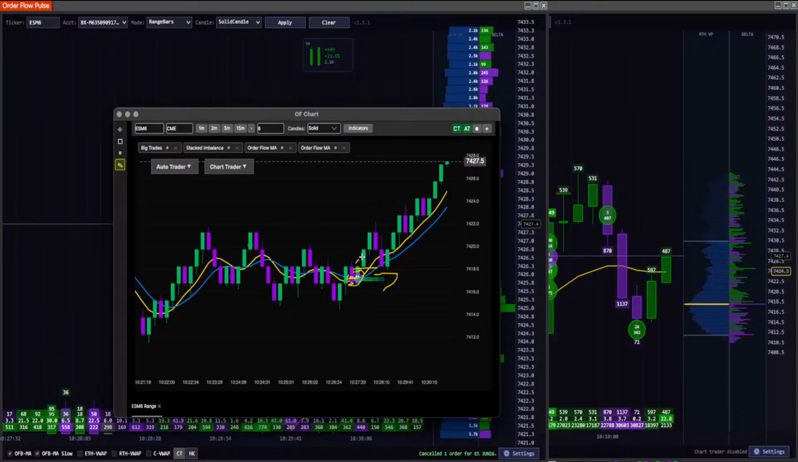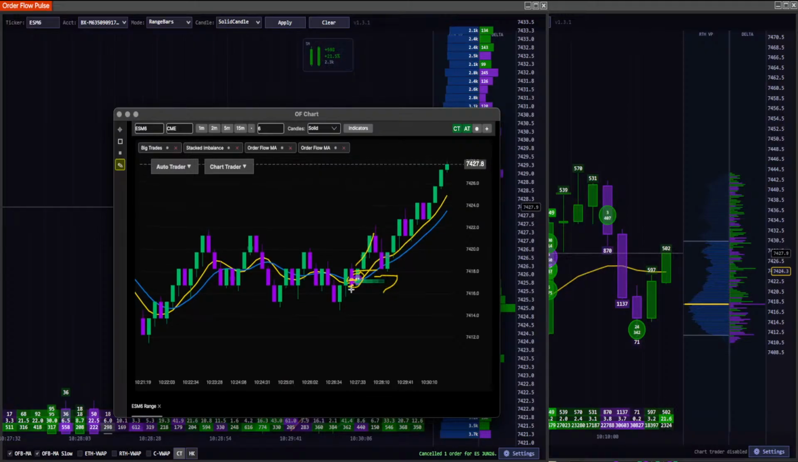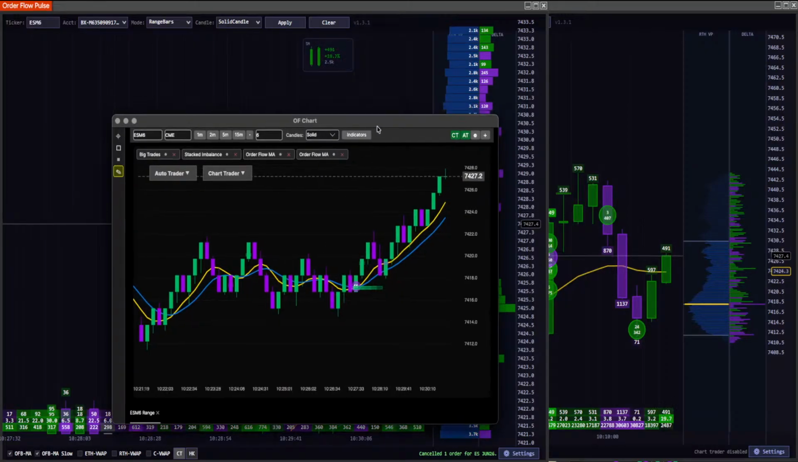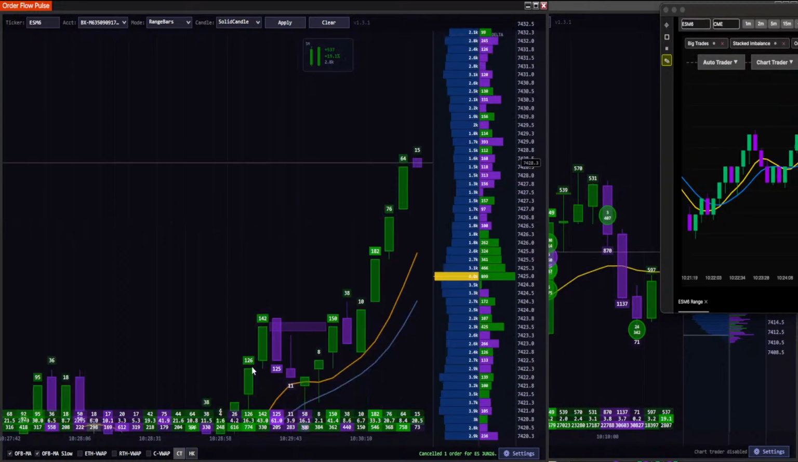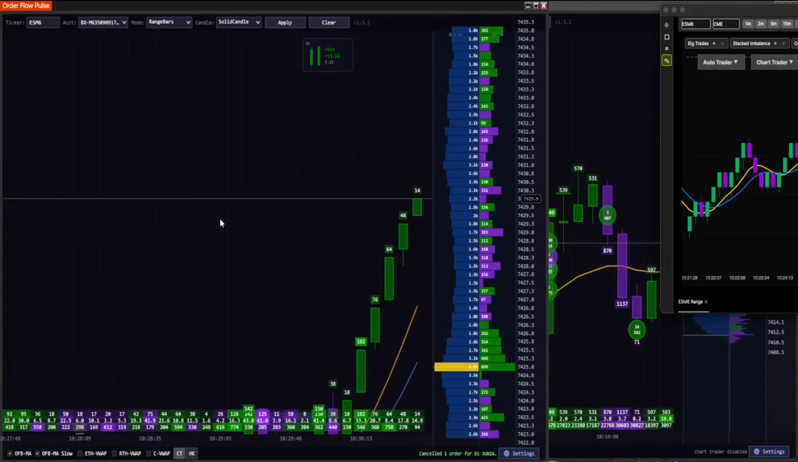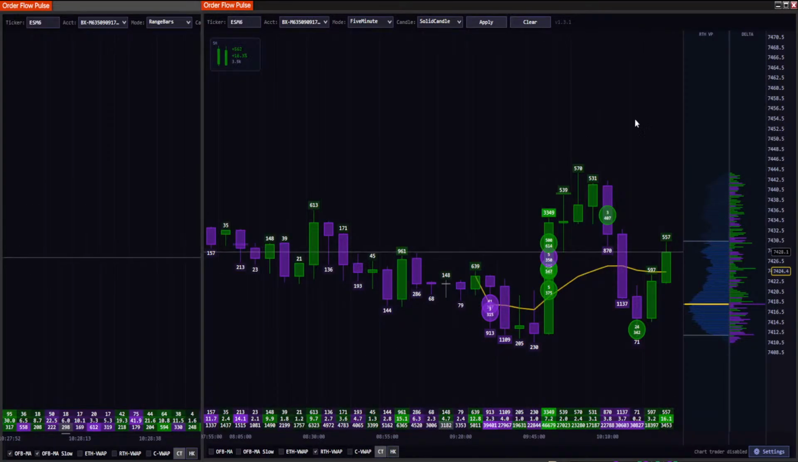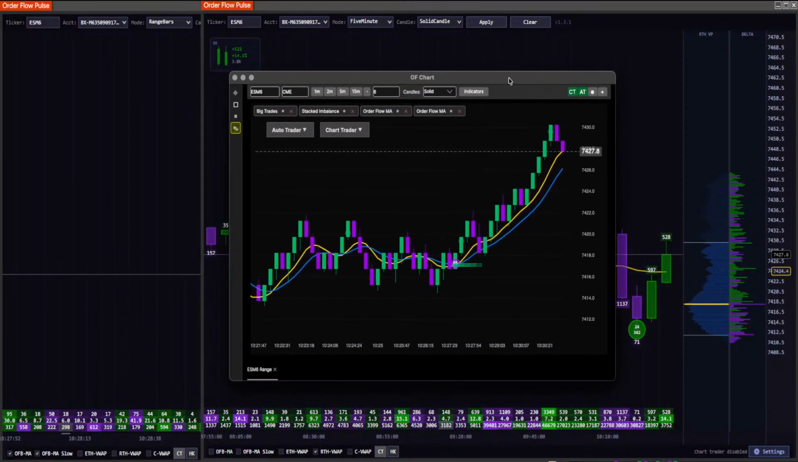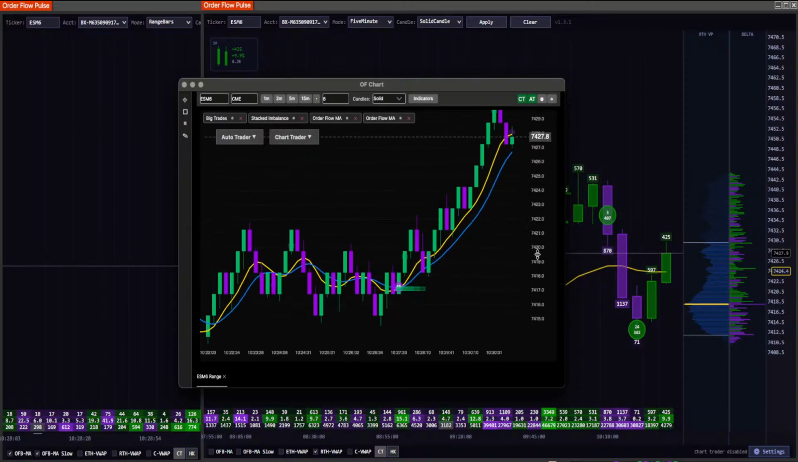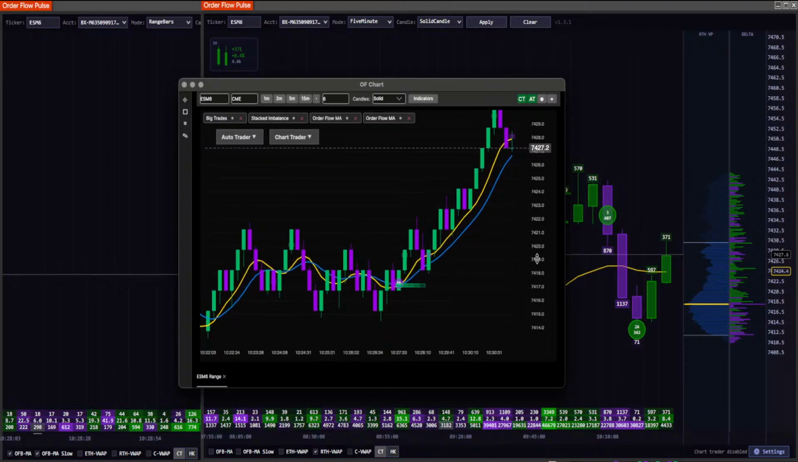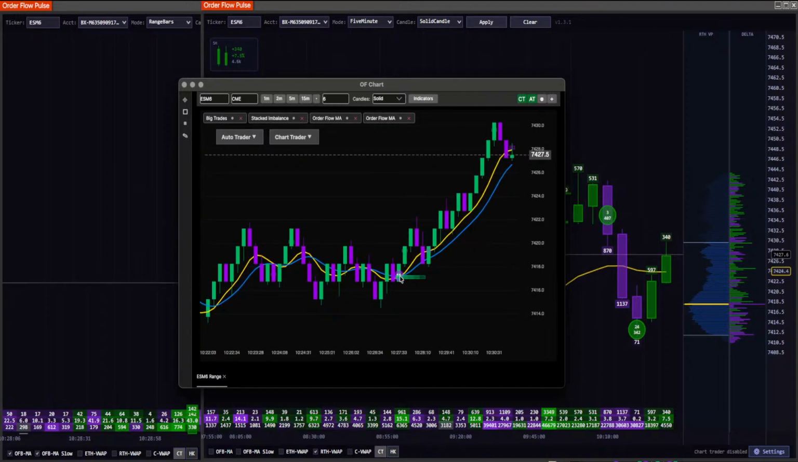So that right there was the go sign, because that seller was trapped. That 55 seller right there, and we closed above it.